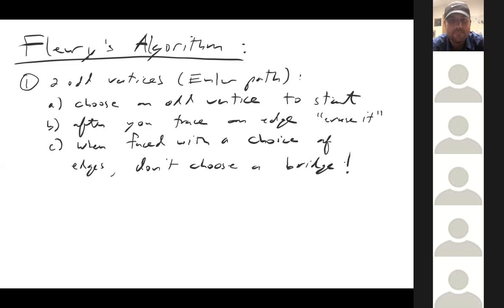A bridge is an edge that, if taken out, makes the graph disconnected. So we don't ever want to choose a bridge. Okay, so let's look at an example of this. A simple example. I will draw it right now.